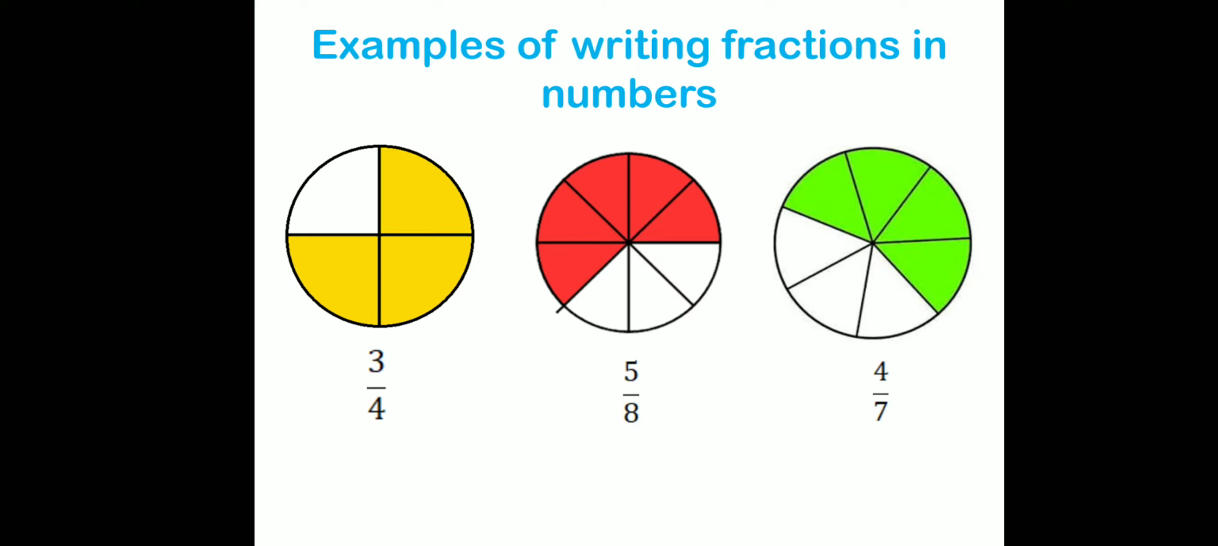And in the third circle there are 7 parts made. Let's see. 1, 2, 3, 4, 5, 6, 7. Yes, exactly. There are 7 parts made. And from those 7 parts, 4 are shaded. So it will be written as 4 by 7.